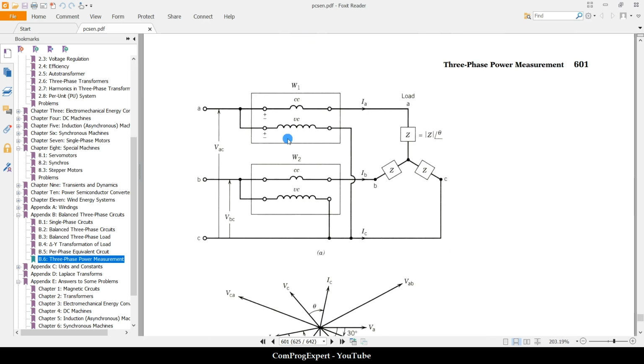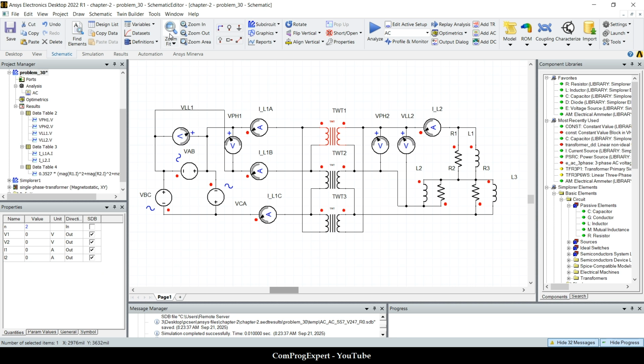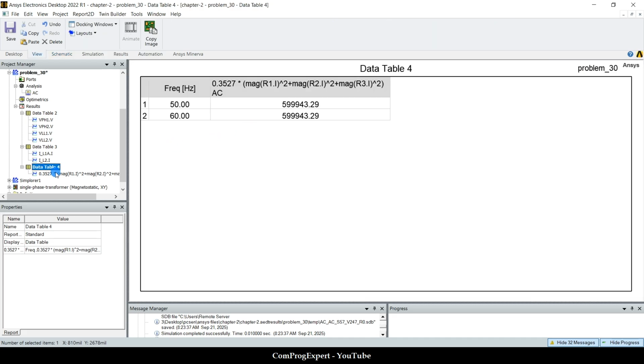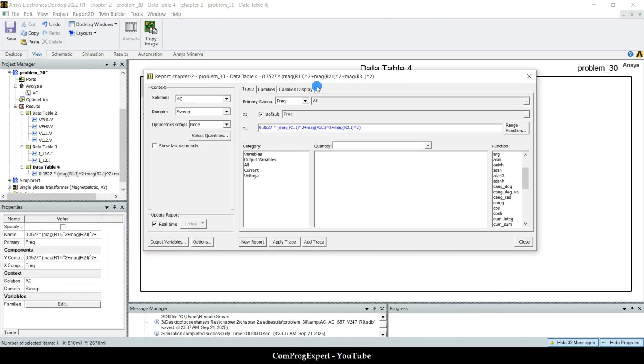In this case, we use 2 watt meters. A very good reference. I highly suggest this reference. But here in ANSYS Maxwell, because we have access to the quantities directly, I implemented this equation here, the Ri² equation. This is the value of the resistance times the magnitude of R1.I to the power 2, the current of resistance 1, the current of resistance 2, and the current of resistance 3.